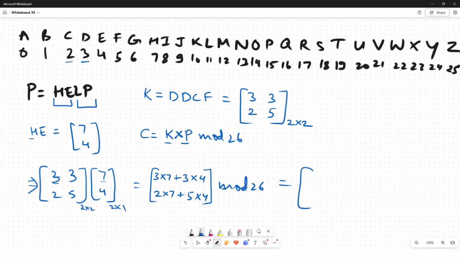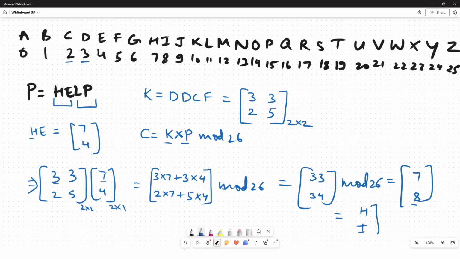So if you solve this, the first element would be 33 and the second element would be 34, mod 26. And everyone knows 33 mod 26, the remainder value is 7, and 34 mod 26, the remainder value is 8. So 7 corresponds to H and 8 corresponds to I. So this is your plain text, HE, and the ciphertext that you get is HI. Any questions so far?